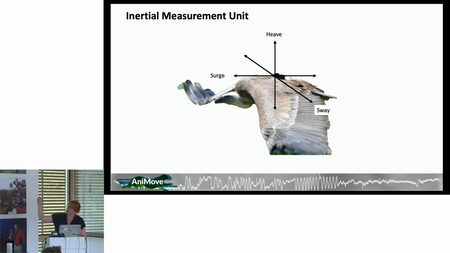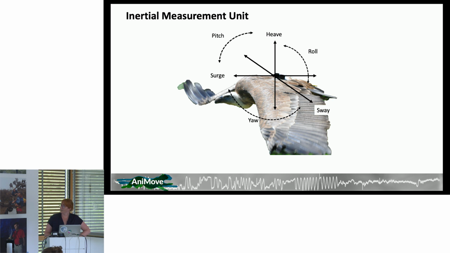So we get these 3 axes, and then we can put them together to calculate pitch, roll, and yaw. And these are what tell us the behavior of the animal: the sequence of how they move in the posture of pitch, roll, and yaw, as well as active movement in surge, heave, and sway.